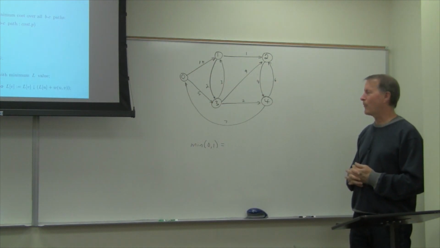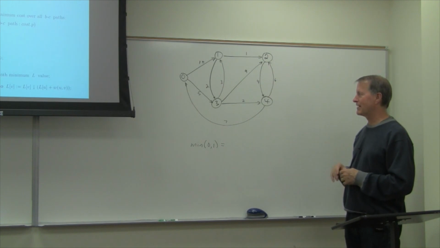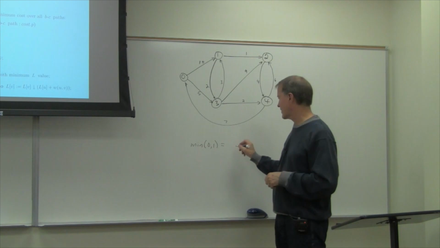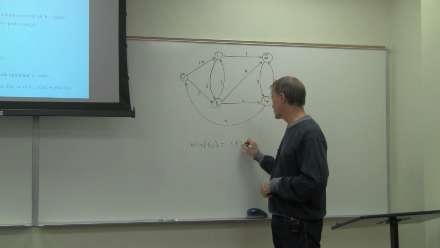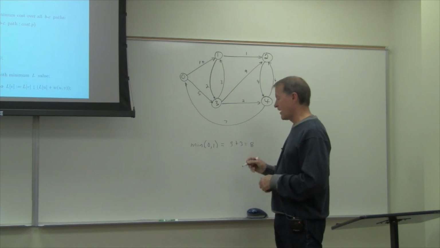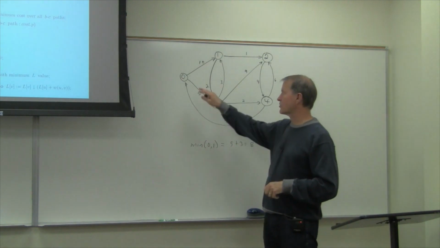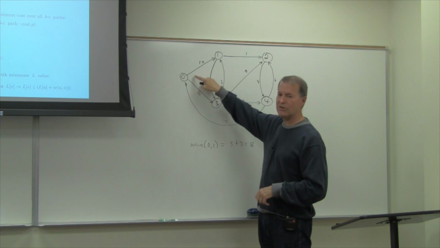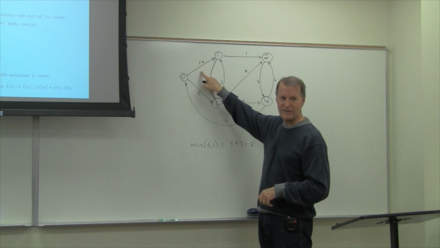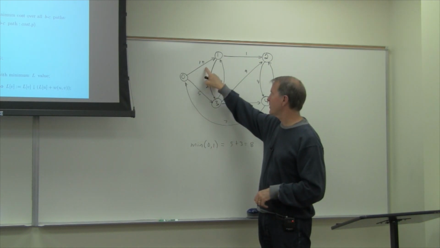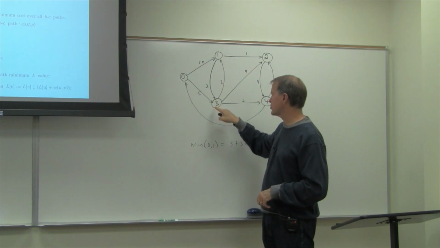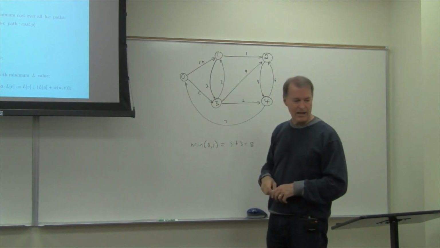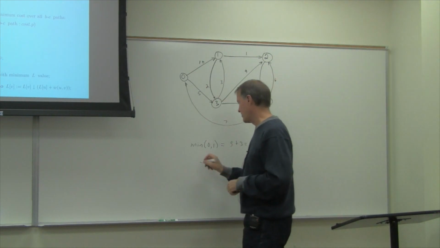Okay, so now what's the min? 0 to 3, 3 to 1. So the cost of that is 5 plus 3 equals 8. In order to determine that, we couldn't just look at the number of hops between here and here. It's actually cheaper to go 2 hops because 5 plus 3 is 8, and that's less than 10. How about the min between 2 and 3?